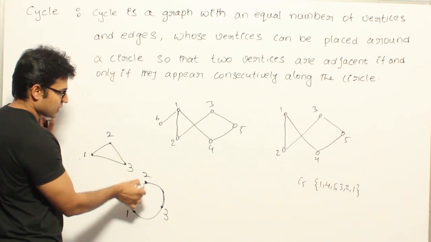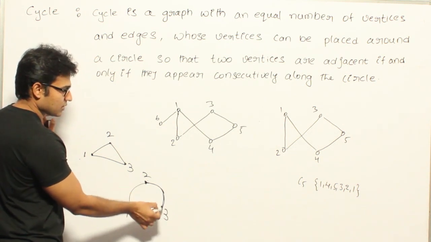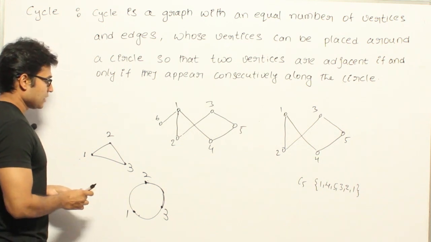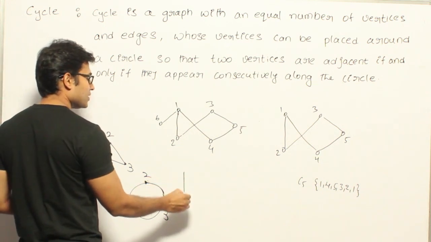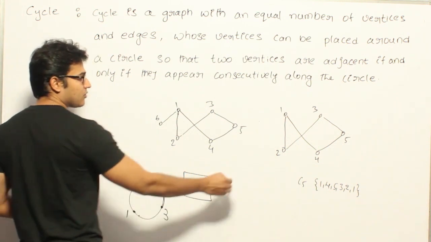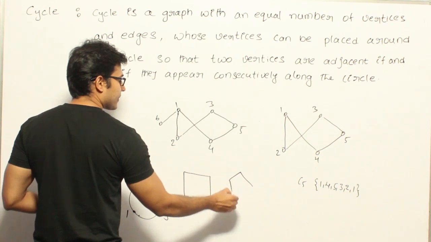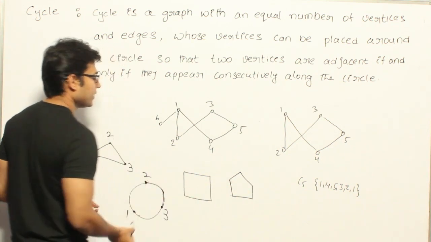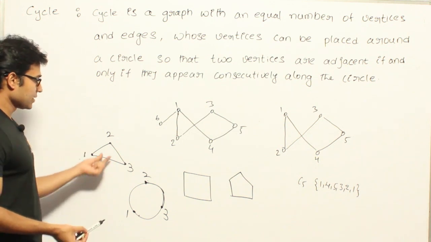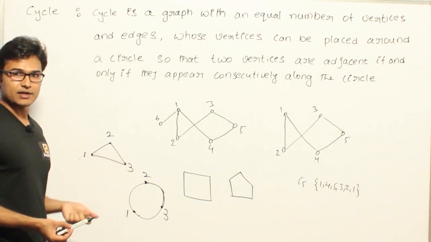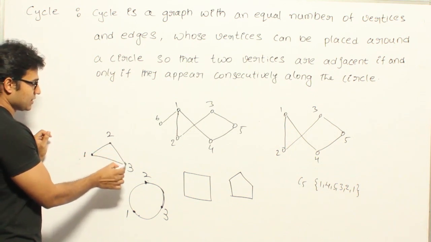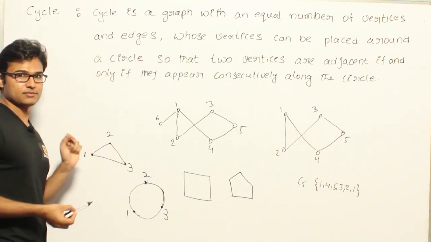So which is nothing but there is an edge between these two, an edge between these two, and an edge between these two. That is called a cycle, right? Now if you want to see a cycle with 4 vertices, there is a cycle with 4 vertices, isn't it? Cycle with 5 vertices, like that, okay? So now what they are saying is one more property: in a cycle the number of vertices and edges are equal. So which means if you have 3 vertices then there are 3 edges, right?